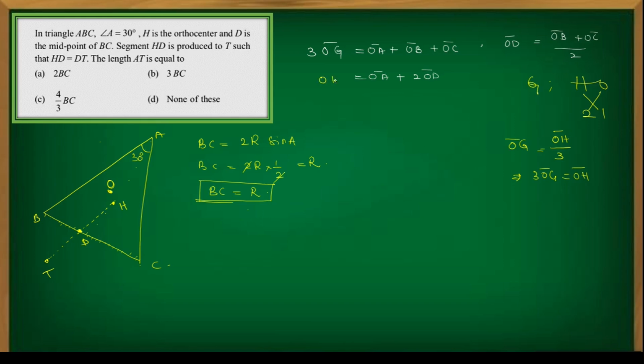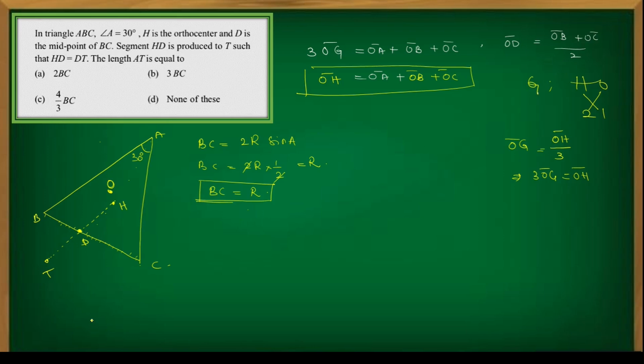So OH is equal to OA plus OB plus OC. I got the position vector of the orthocenter: OH is the same as OA plus OB plus OC in this case. Next, we got OH, and we want AT. What is AT actually? AT is OT minus OA. We don't know OT yet, so we'll find OT first.